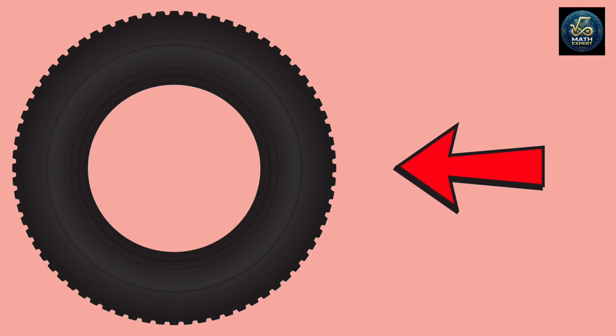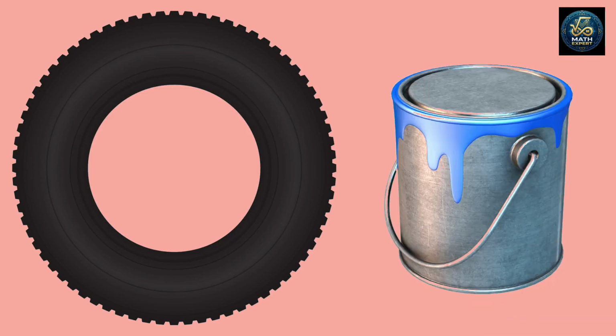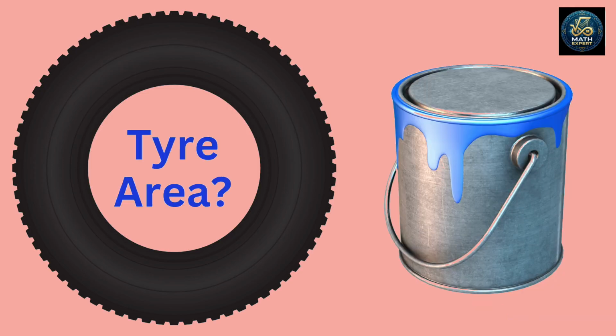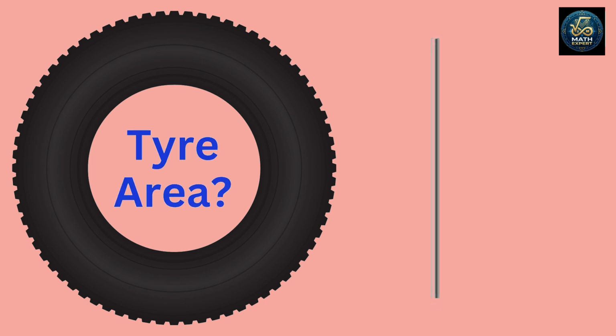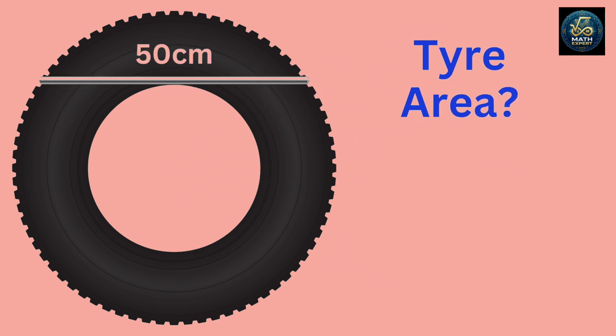We have this tire, and we want to paint the upper side of it. To do that, we need to find out the area of this shaded region. But here's the catch. Someone took a steel rod, exactly 50 centimeters long, and found that it fits perfectly across the tire like this, touching the inner circle at one point, just like a tangent.